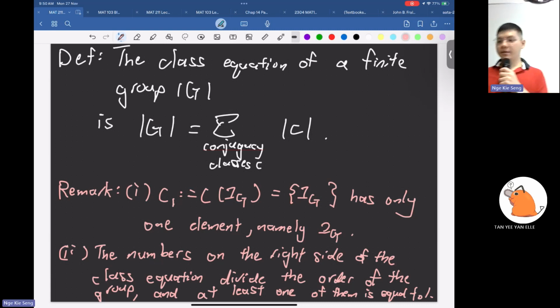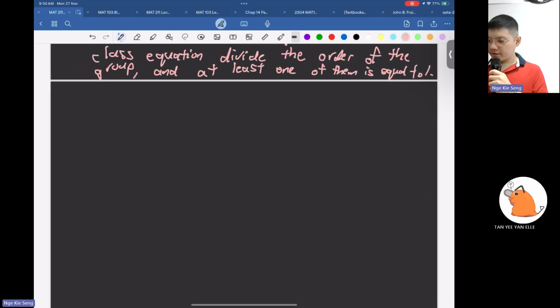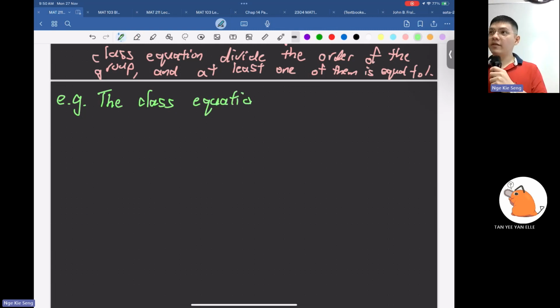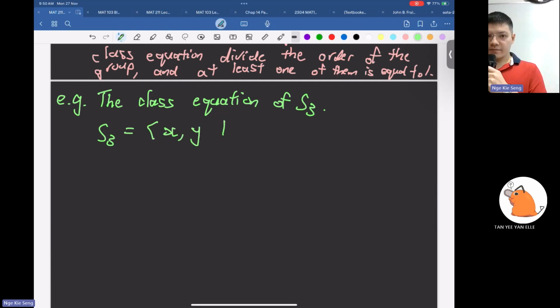Okay or not? Okay. So let's look at one example here. What is the class equation of S3? Let's work out this example. What's the class equation of S3? So which presentation of S3 do we want to use? Let's use the presentation by generators and relations. Let's write down the free group with relations.